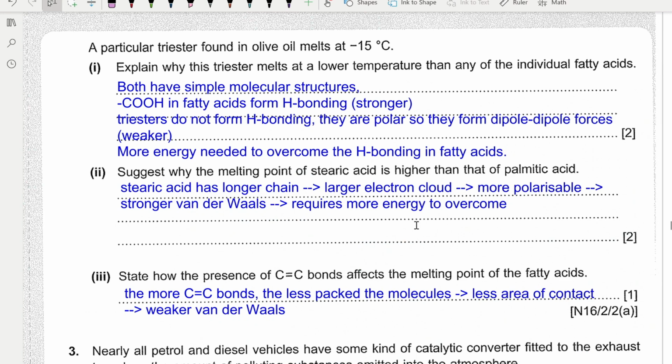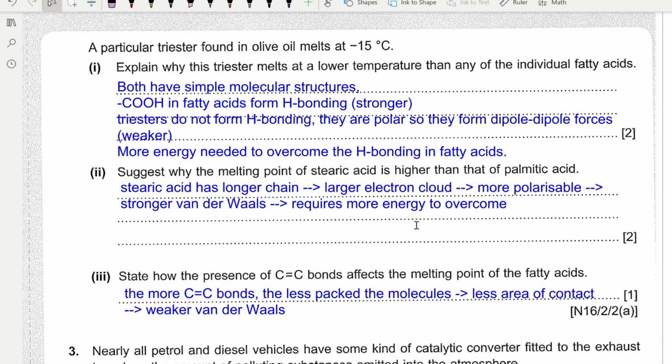A particular triester found in olive oil melts at negative 15 degrees. Explain why this triester melts at a lower temperature than any of the individual fatty acids. Whenever you are asked to compare the melting points of different molecules, you always have to think about the intermolecular force, right? So compare the intermolecular force, give the type of the force, and also whether it's stronger or weaker, and how much energy will be required to overcome them.